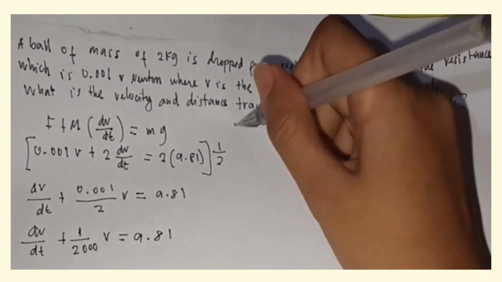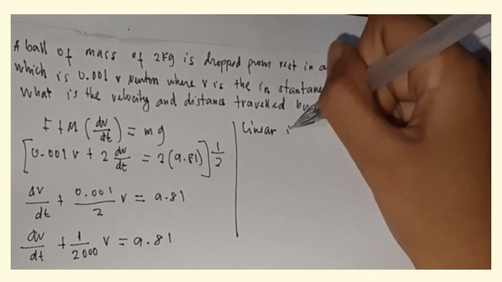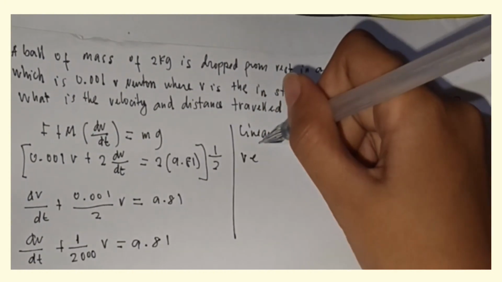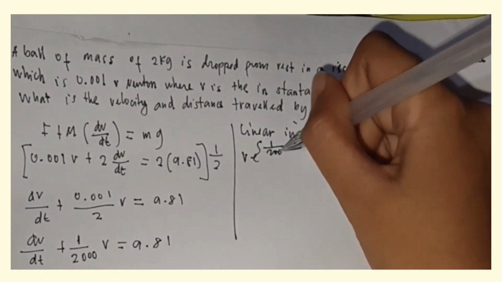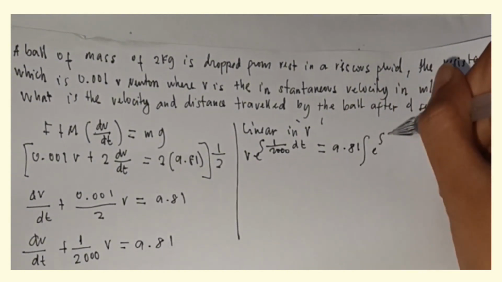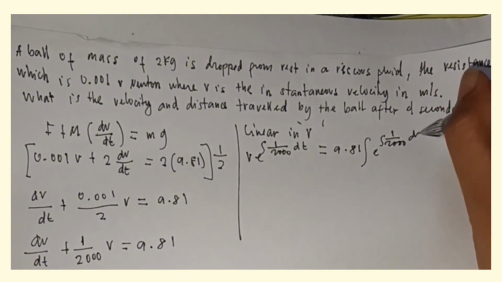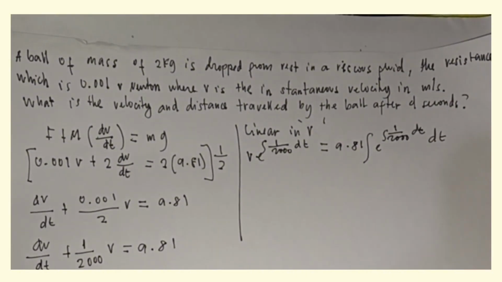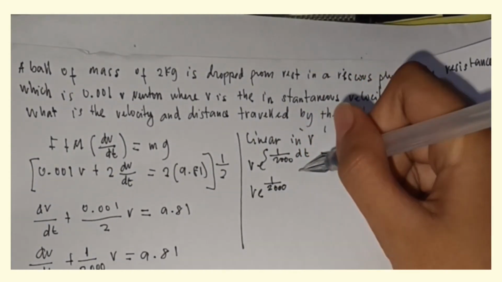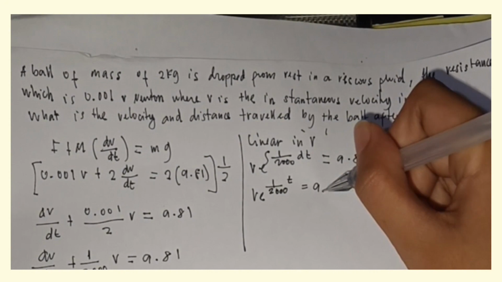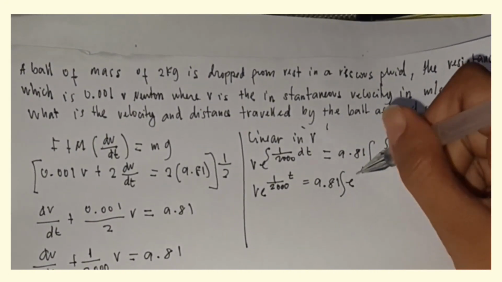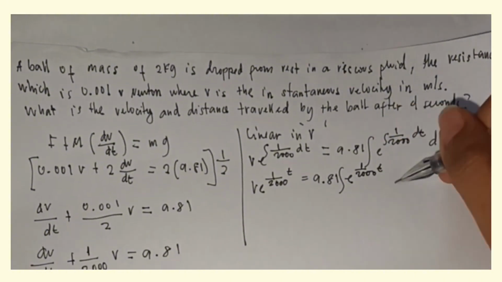So this is again linear in V. So we're going to solve for the integrating factor: e raised to the integral of 1 over 2,000 dt. So the integrating factor is e raised to 1 over 2,000 t. Then V e raised to 1 over 2,000 t is equal to 9.81 times the integral of e raised to 1 over 2,000 t dt.